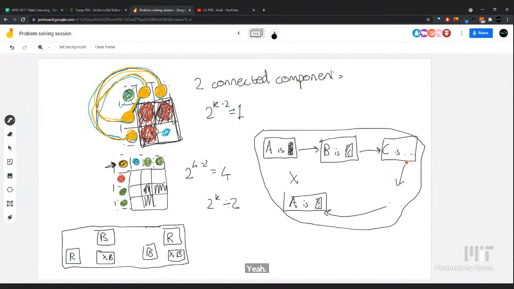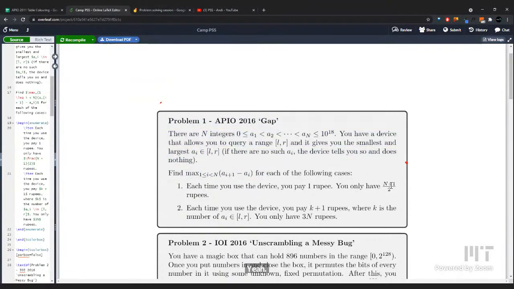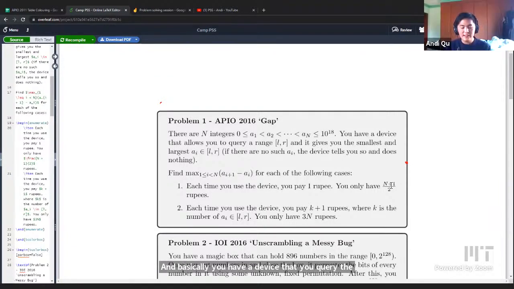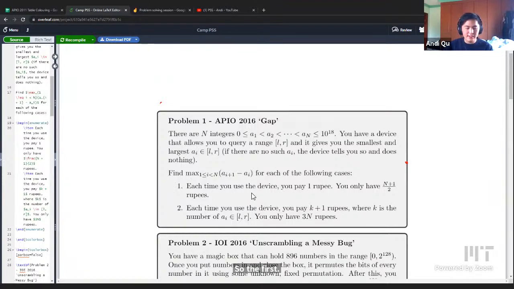Okay. So I think now let's just go through an easy one. So you have a list of n integers between 0 and 10 to the 18. And basically you have a device that lets you query the smallest and largest of those numbers in the range. And you want to find the largest gap between two consecutive numbers. So the first question is, if each time you use the device you pay 1 rupee, how can you find it if you only have (n plus 1) over 2 rupees?